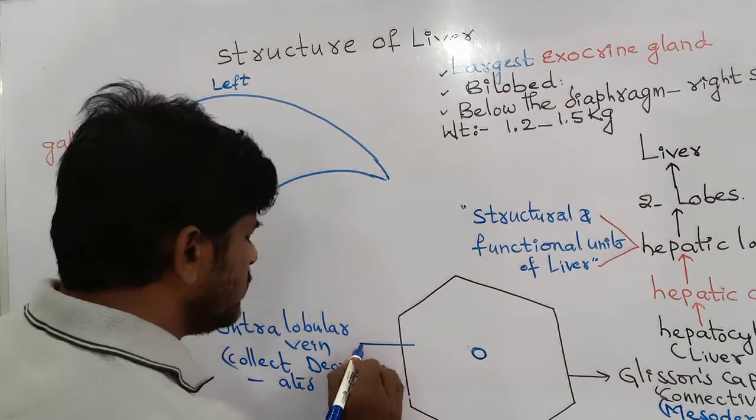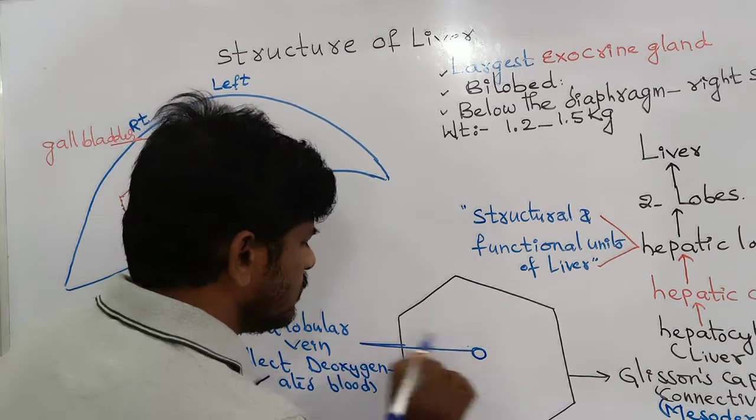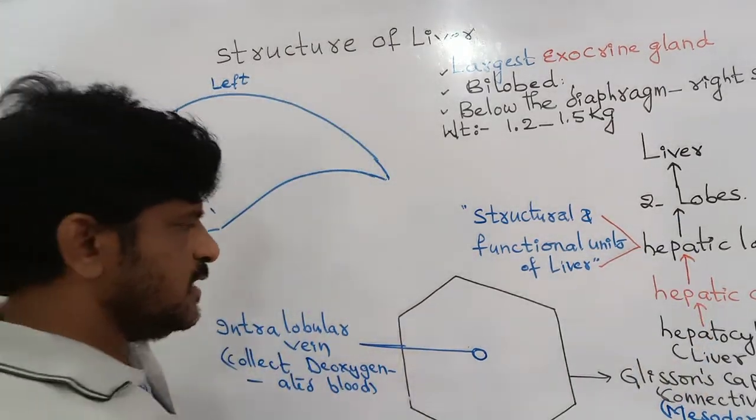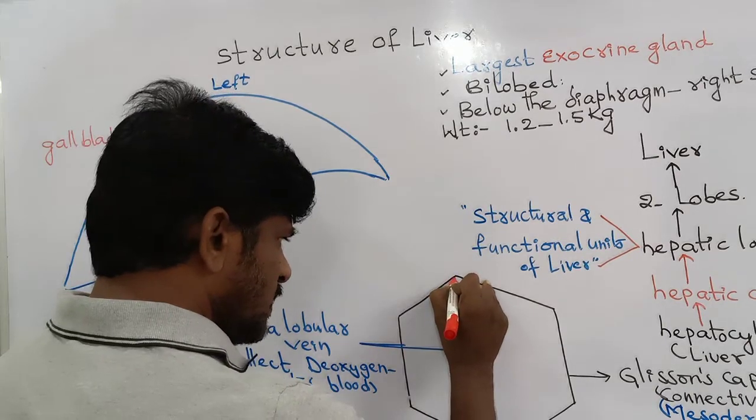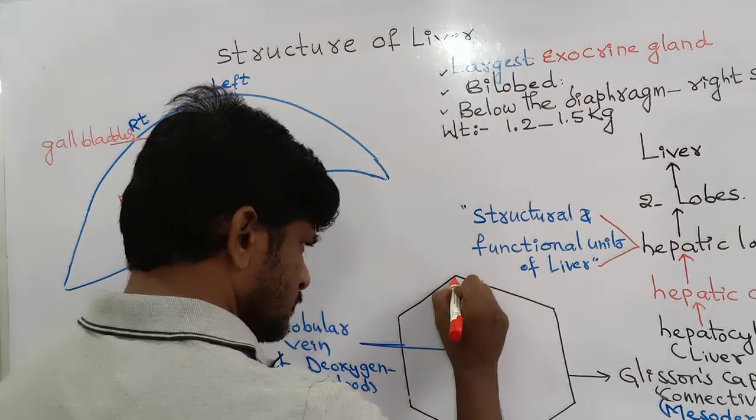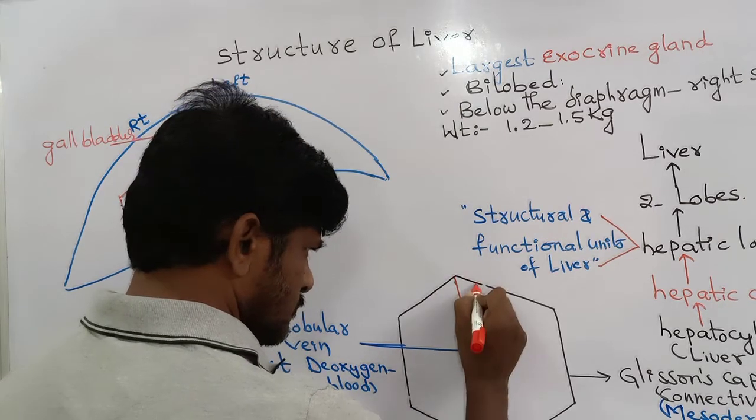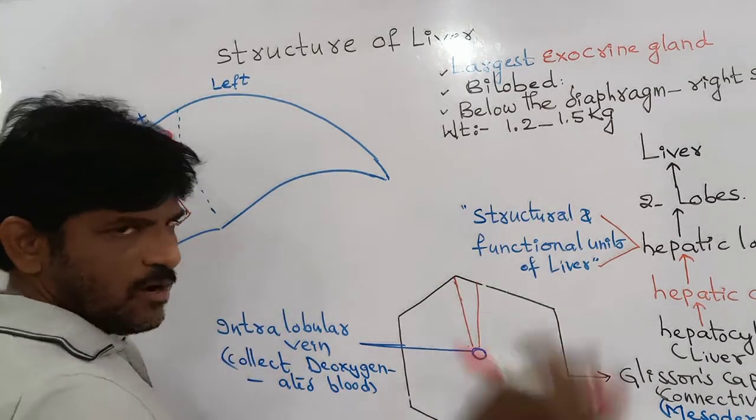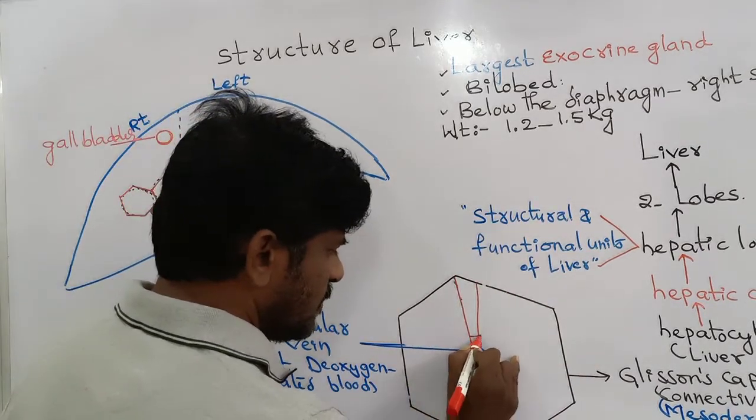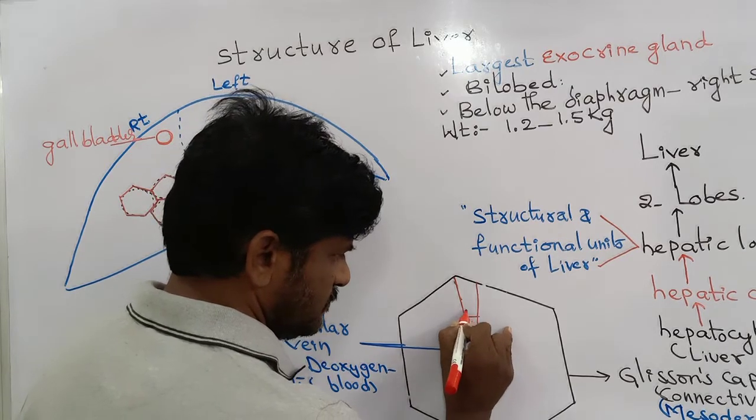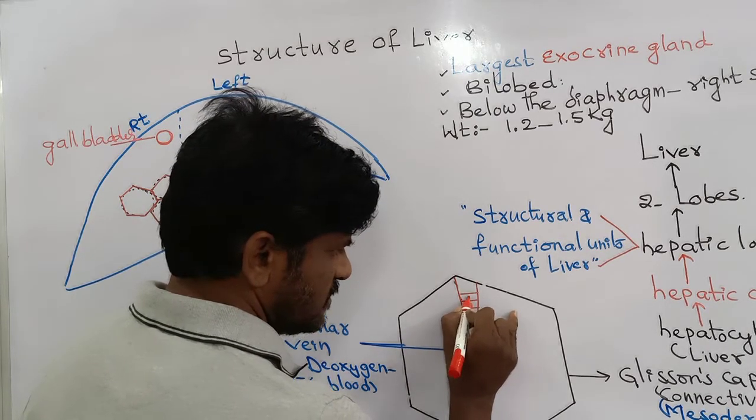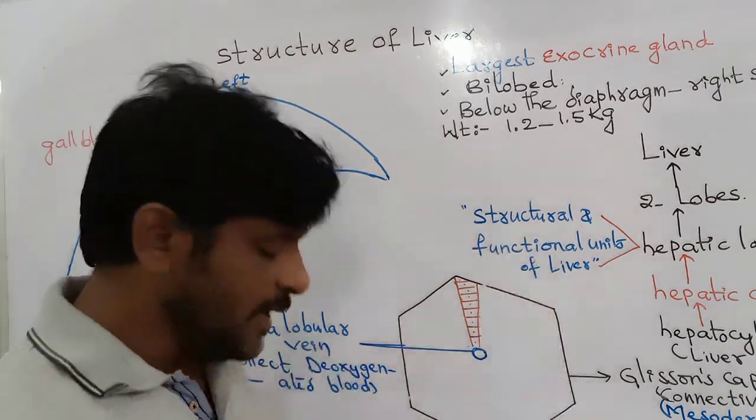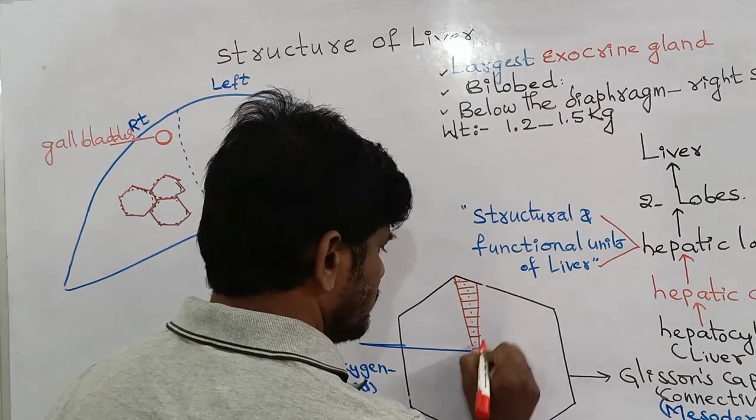Each hepatic lobule contains many hepatic cords. What are these hepatic cords? See this. This is one hepatic cord. It is a string-like cord. Each hepatic cord is formed by hepatocytes. These are hepatocytes. One hepatic cord contains many hepatocytes, and I show one more hepatic cord.